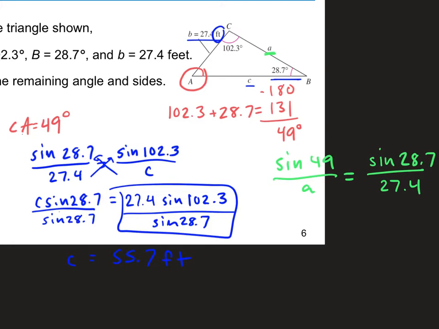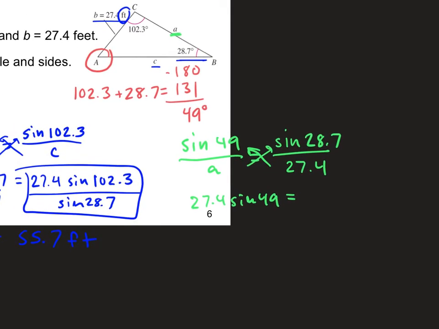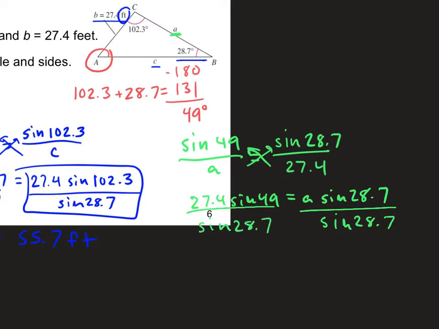Now how do we solve for a? Cross multiply. So 27.4 times the sine of 49 is equal to a times the sine of 28.7. Divide both sides by the sine of 28.7. And then we just need to put this into our calculator.